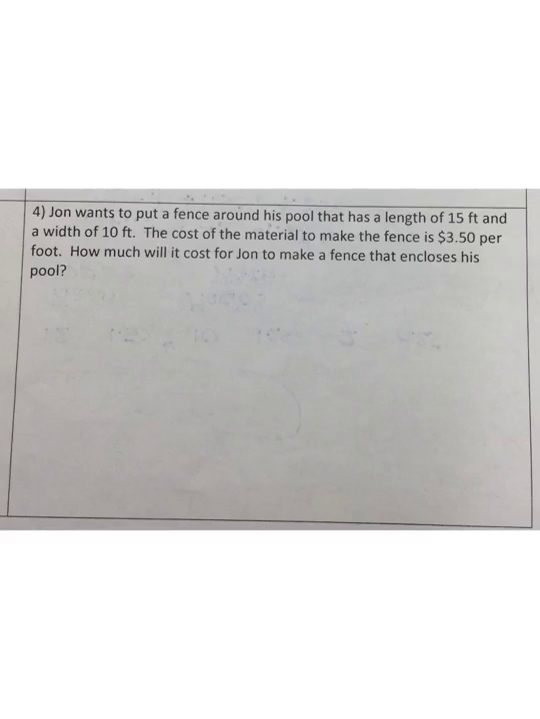Number 4, John wants to put a fence around his pool that has a length of 15 feet and a width of 10 feet. The cost of the material to make the fence is $3.50 per foot. How much will it cost for John to make a fence that encloses his pool?